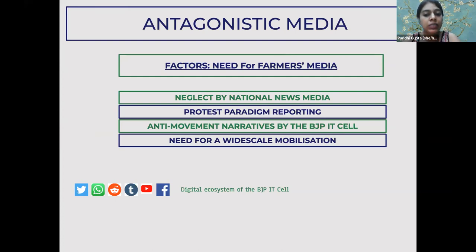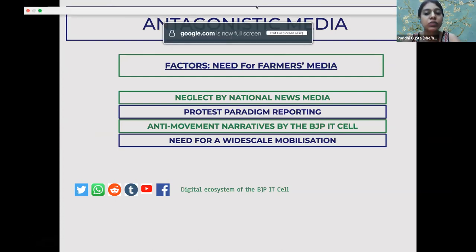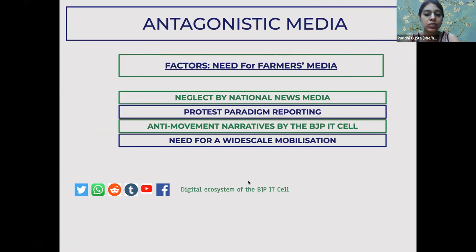It was primarily the state media houses, especially those in Punjab, that were running the news on the protests. Even as the protests coalesced at the borders of Delhi, most national television news followed the protest paradigm for reporting by the movement. The protests were thus narrated as led by a few disgruntled farmers, rioters, and separatists. It was in the face of this that the farmers decided to grow their own media, as one of the participants noted. This media ranged from online and offline productions.